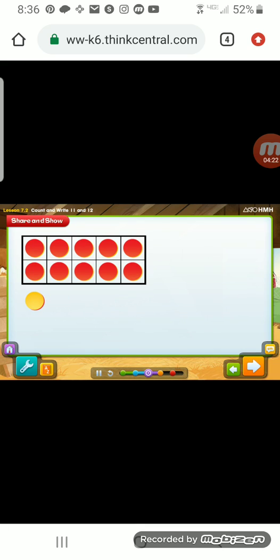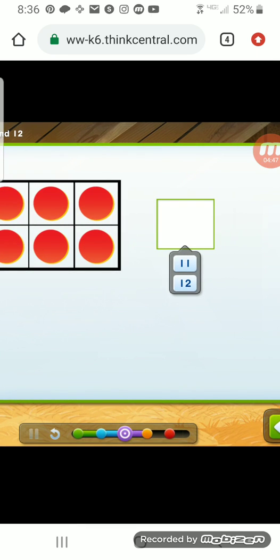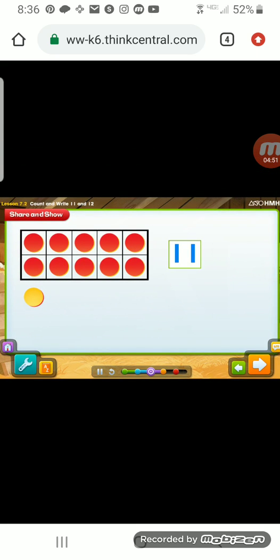How many counters are there? Let's count to tell how many. A full 10 frame has 10 counters. How many more counters are there? 1. 11 is 10 ones and 1 more 1. Select the number that shows how many counters. Good job! This number shows 11.